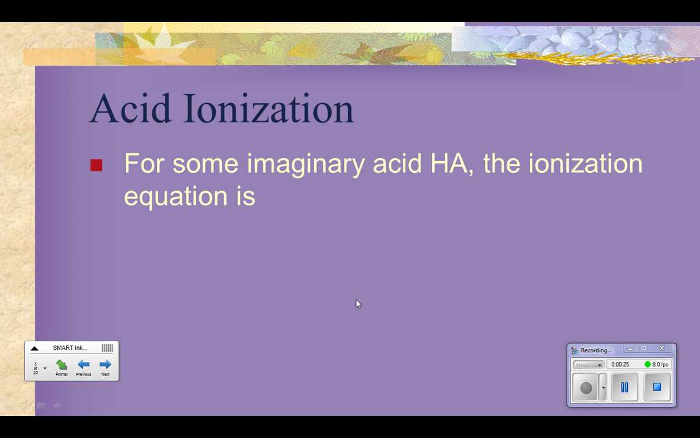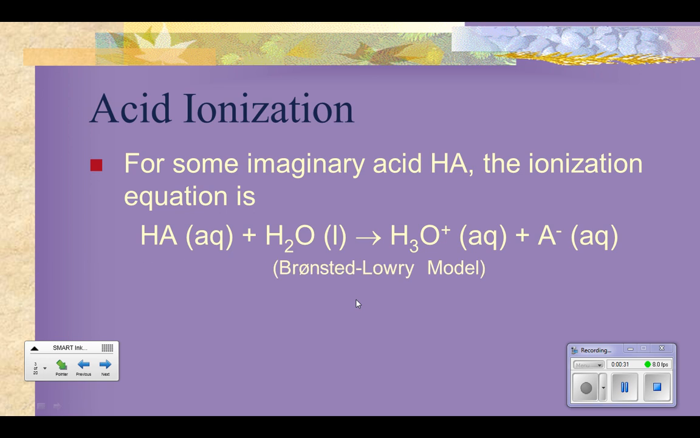So the ionization equation for this acid, then, we're going to write it two different ways. Here it is in the Bronsted-Lowry model, where we have an acid here, and we put it in water. So this acid is going to donate a proton or a hydrogen to the water, which forms the hydronium ion. So we have an acid, makes the water the base. The hydronium becomes the conjugate acid of the water, and then this anion, A-, is then the conjugate base of the acid.